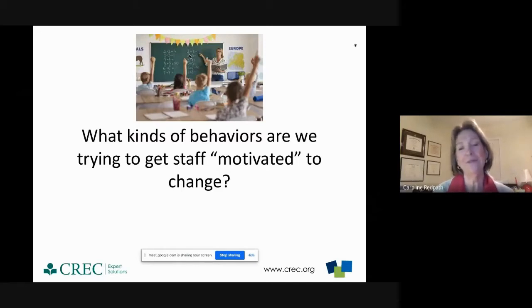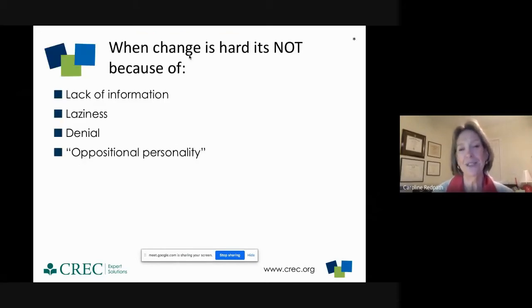So there are lots of behaviors that we're trying to get them to change. And when change doesn't happen, it's not because of lack of information. The person that you're trying to get to stop smoking, it's not that they haven't heard that cigarettes are bad for them. I didn't know that I'd fail if I didn't turn my work in. That's usually not the case, that they don't have the information they need. Occasionally it is, but usually it's not.